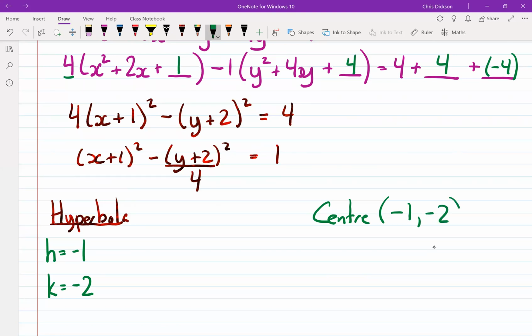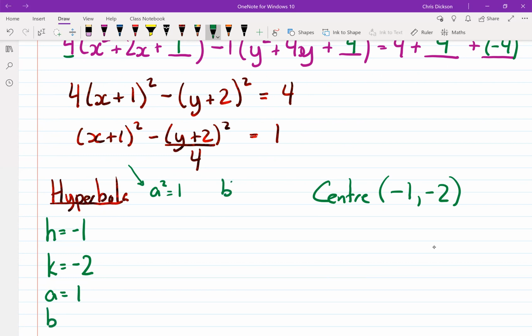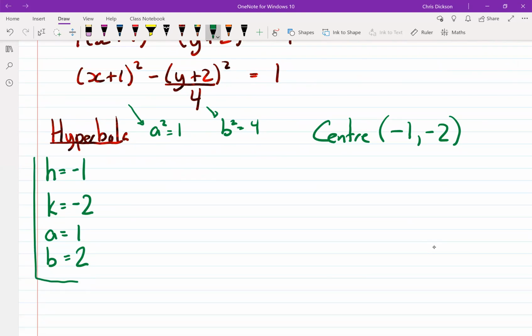So it went left 1, down 2. Now the a squared value is the number under the positive term. So that would be a 1. So the a value is 1. And the b squared value is the number underneath the negative term. So that's 4. So the b value would be 2 then. So we have all the numbers we need, except for maybe c. We might need c to determine something else. But let's just keep working here.